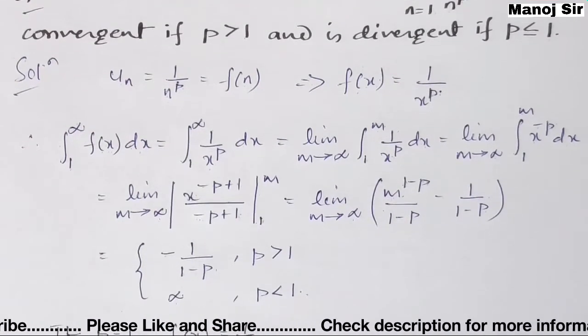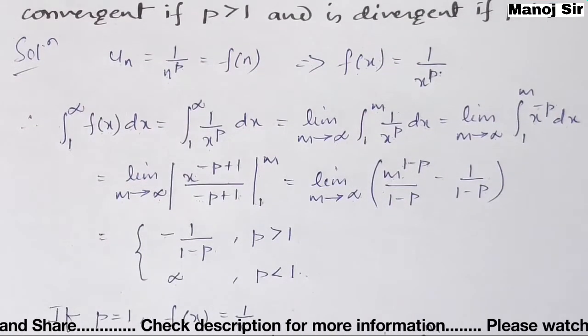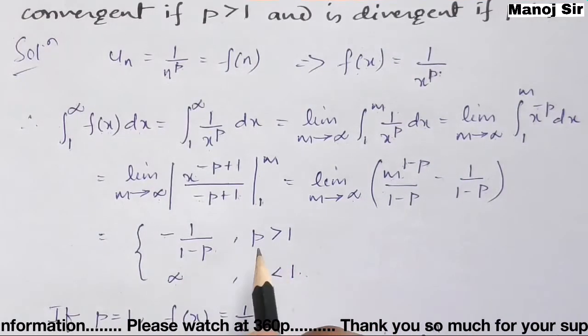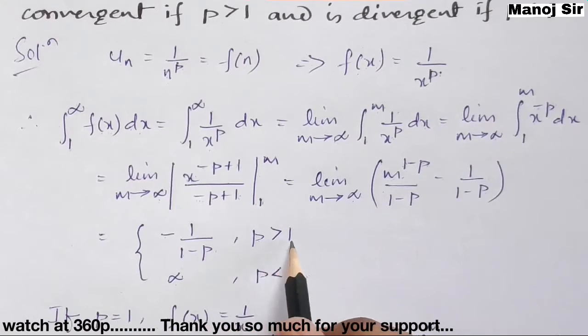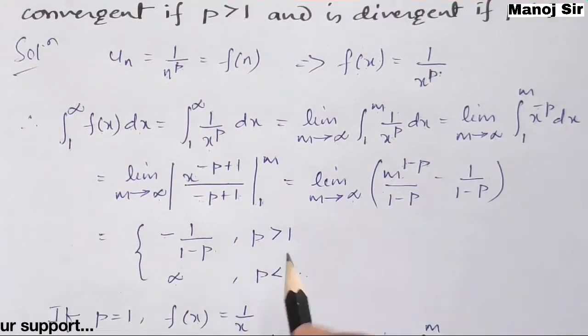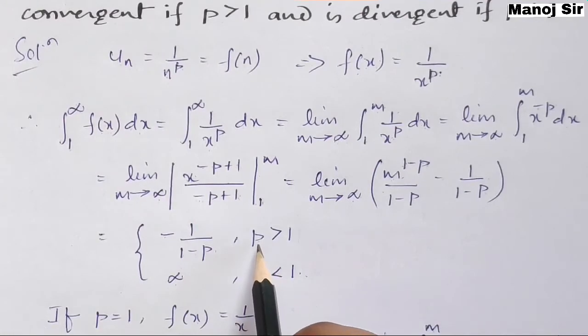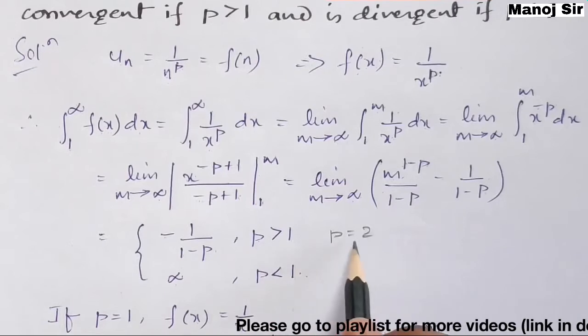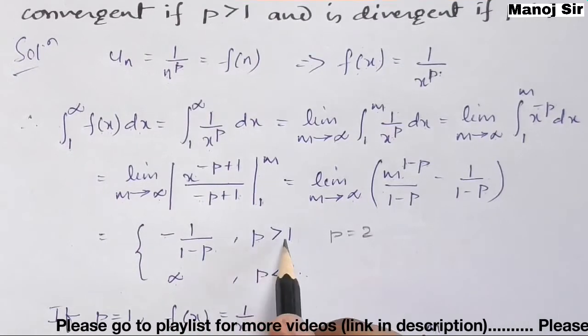Now we are going to discuss a very important part of this video. Yes, if p value is more than 1, then the limit becomes minus 1 upon 1 minus p. How? Let us see. Here it is saying the value of p is more than 1. Let's suppose p is 2. If p is 2, it is more than 1.